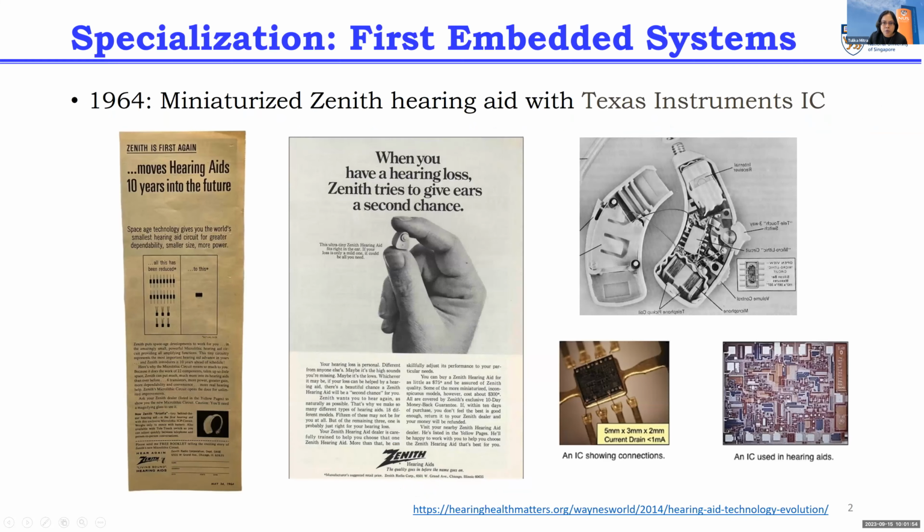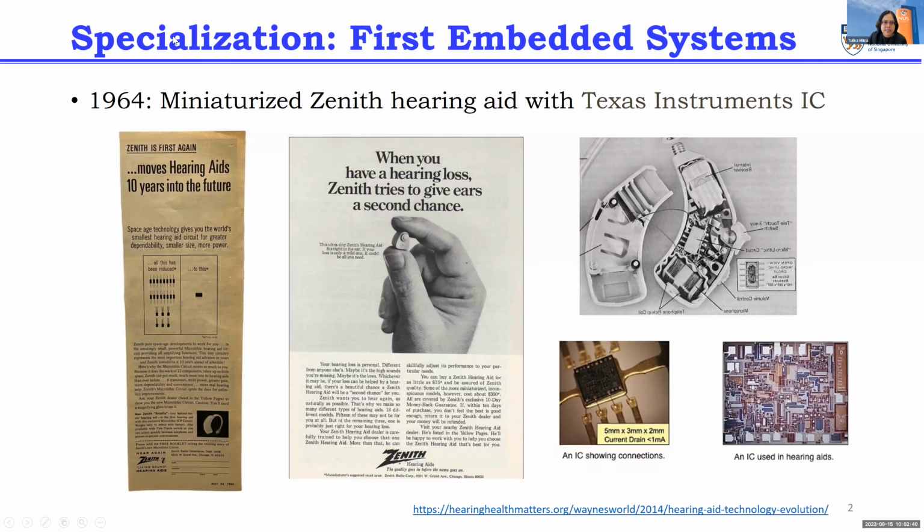This is Embedded Systems Week, and one of the first embedded systems you can think of that used ICs is a hearing aid device that was produced in 1964. One of the big deals about this device was that its IC had 22 components put together to create a custom integrated circuit for the hearing aid. This was designed back in 1964, and you can think of it as one of the first embedded systems designed using an IC.